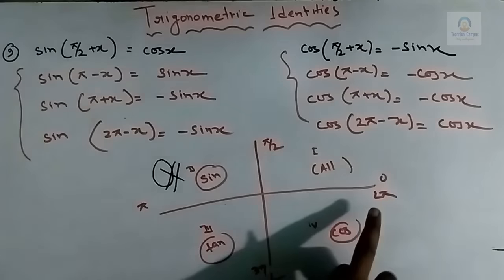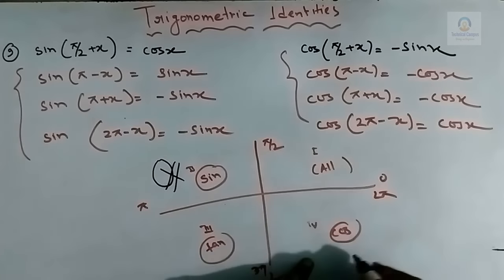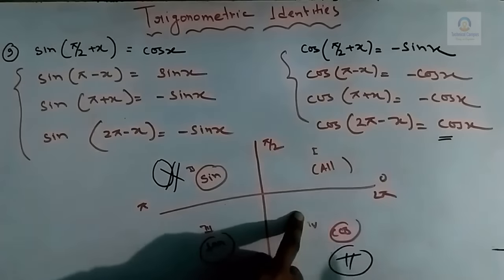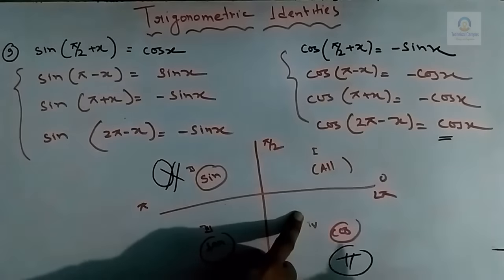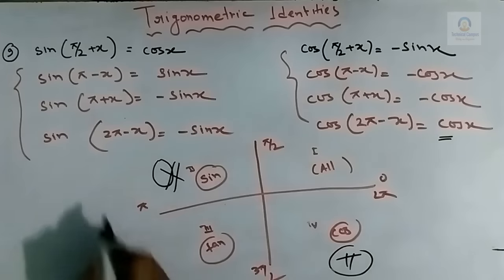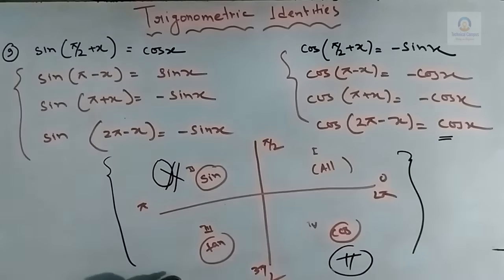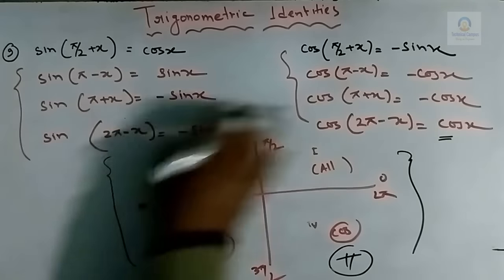You can see 2 pi minus x will fall in the fourth quadrant. Okay, so you can see cos is positive here, for 2 pi minus x the value of cos is positive, but for sine it will be negative, because here all the quantities except cos will be negative. Okay, so this is the concept of the quadrant rule. So you can remember all these things this way, or you can directly remember all of them. All these things are very simple.